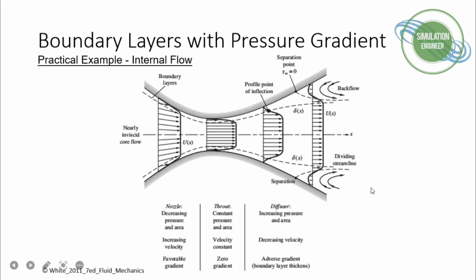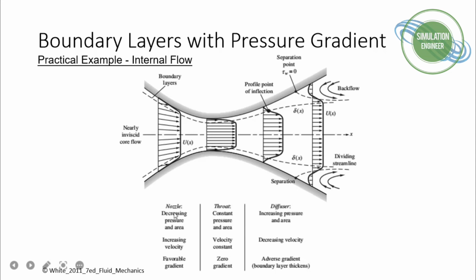Similarly, if we take into account a practical example, let's say a duct flow, this is an internal flow. You can divide it into three different portions. This is our nozzle. This is the throat of a nozzle, and then this is a diffuser, right? It diffuses. So we have a nearly inviscid core flow, which is here, and near the wall we have a boundary layer because of the viscous effects, and at the walls we have a no slip boundary condition, meaning that your u and v velocities are zero, as we assume that it's a two-dimensional flow in an xy plane.